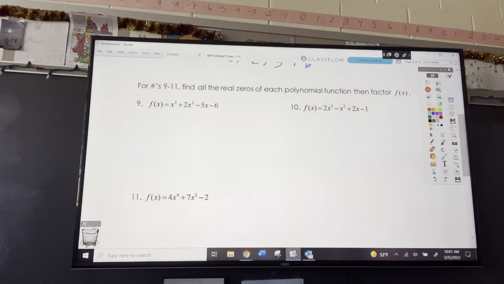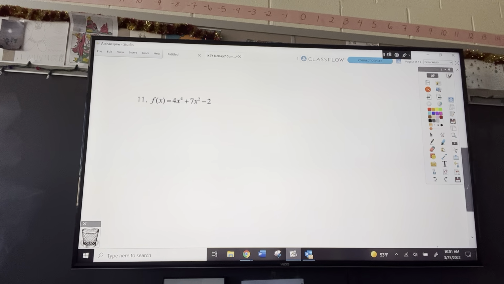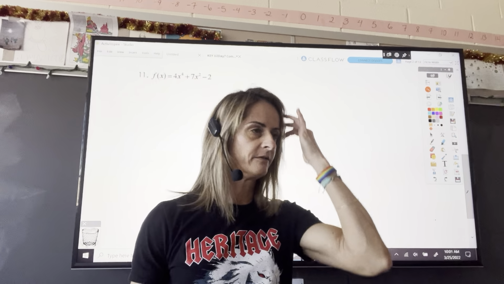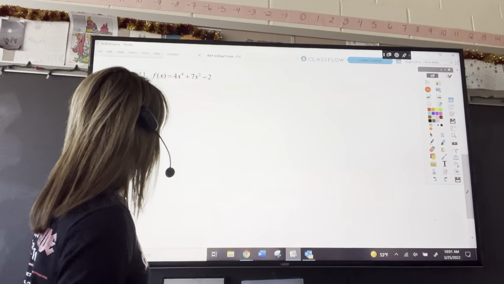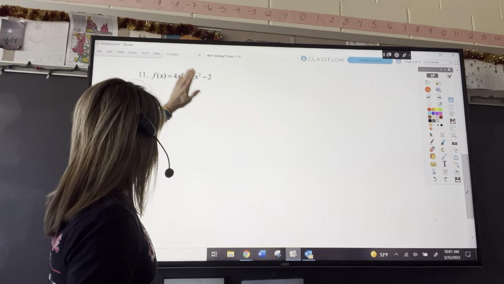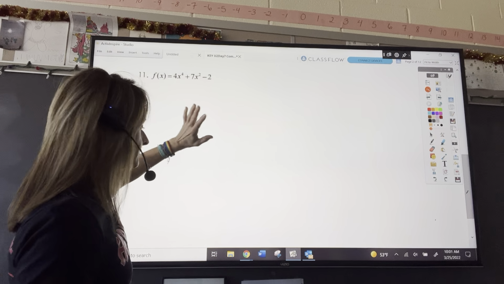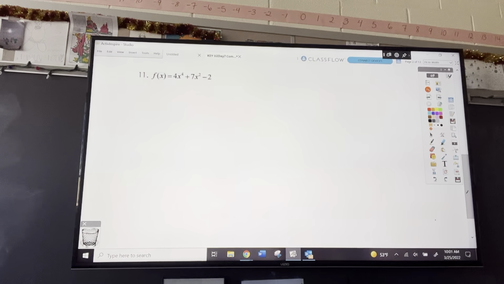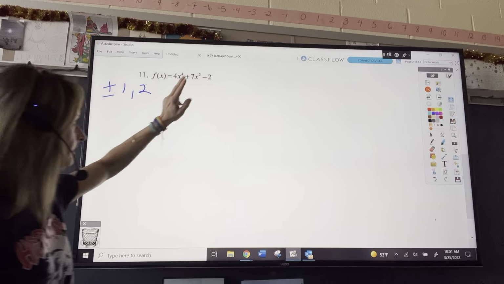So our first step is to write out all the possible zeros that we could have. So let's go ahead and do that. So we're going to take the P over Q, the factors of -2 over the factors of 4. We don't really have to worry about the negative because it's just going to be plus or minus. So let's go ahead and just write those out, plus or minus. Okay, so it could be 1 or 2. Those are all the factors of -2.